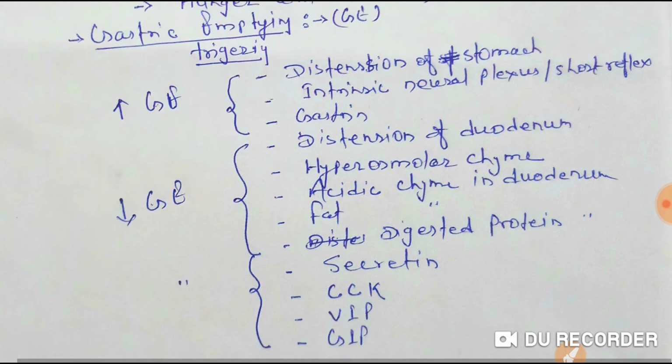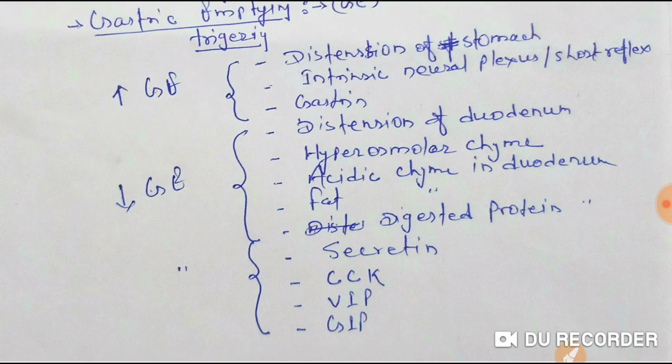The conditions which decrease gastric emptying: for the decrease, there is distension of the duodenum, hyperosmolar chyme, acidic chyme in the duodenum, fatty chyme in the duodenum, digested protein, secretin, CCK, GIP, all are inhibitory. So this decreases gastric emptying, that means inhibits gastric emptying.